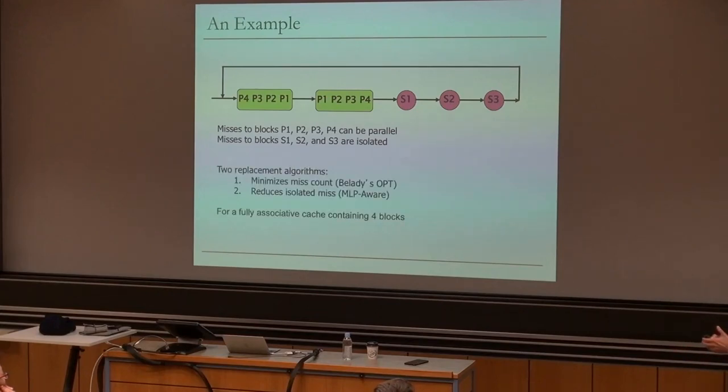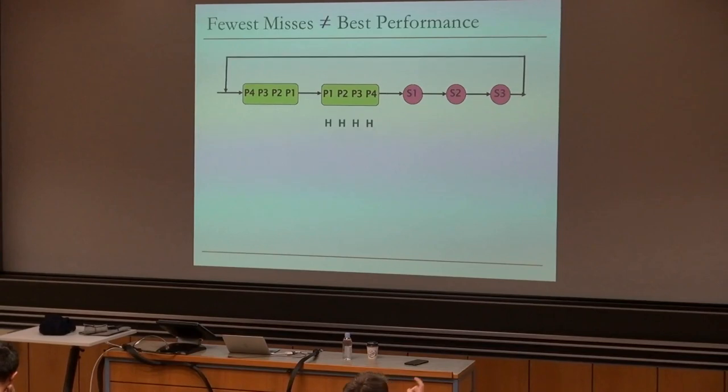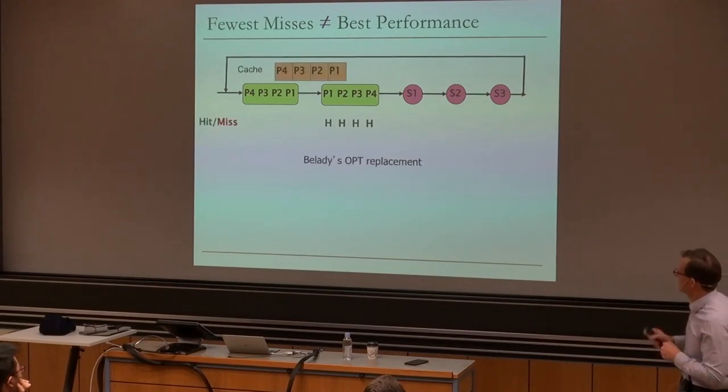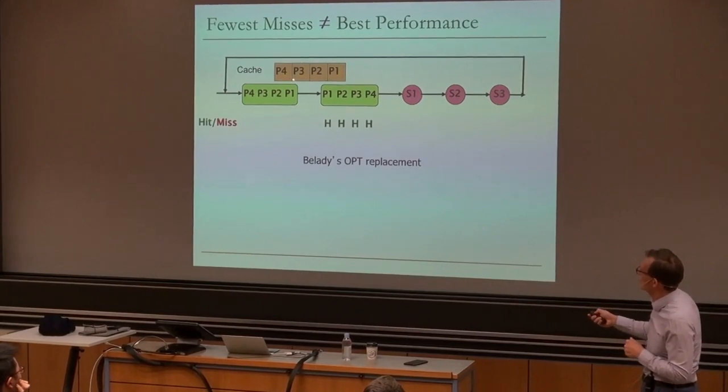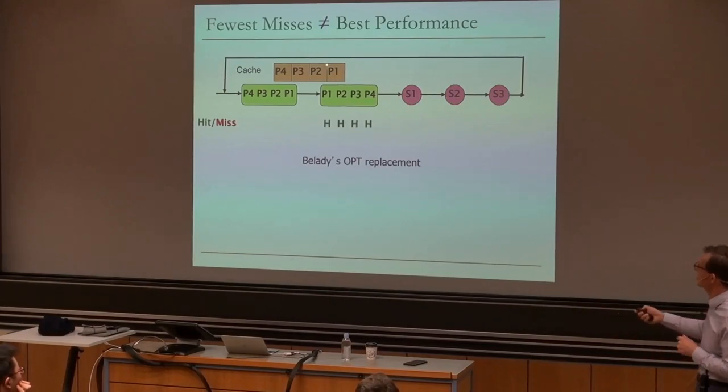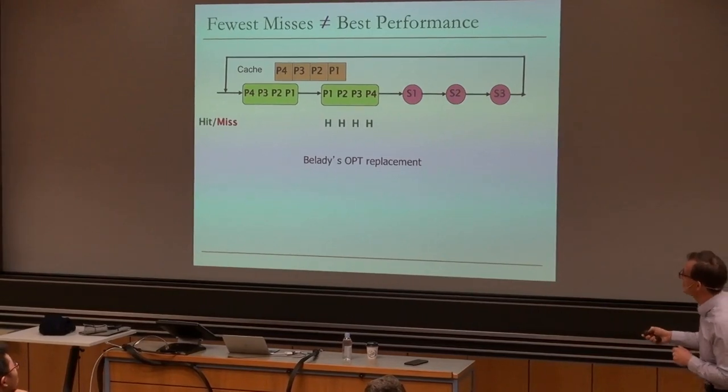We're going to look at two replacement algorithms. One is Belady's optimal, which is optimal for minimizing the miss rate, which is good. The second is MLP-aware, which tries to reduce the isolated misses as much as possible. We're going to look at a fully associative cache containing four blocks. Let's start from here. You can repeat the analysis later on to see that it's a good place to start. After this point, with Belady's optimal, you would cache these four blocks in the cache. At this point, this is the state of the cache. P1 is the highest priority, P4 is the lowest priority because that's the first one touched and brought into the cache. The cache looks like this, which means that after these parallel accesses, you get four hits over here.